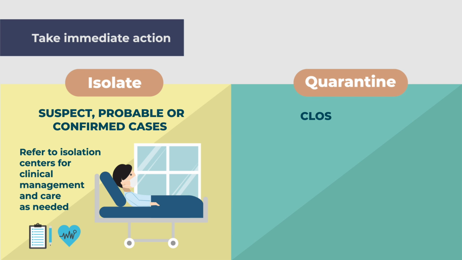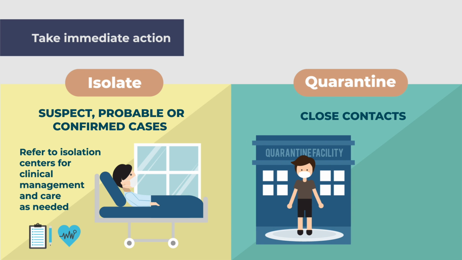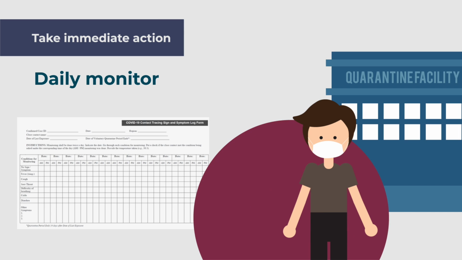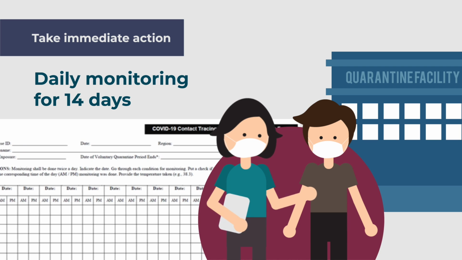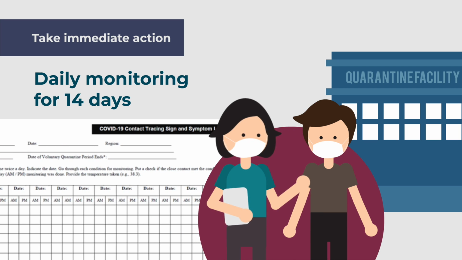We quarantine all close contacts without symptoms, ideally in community quarantine centers. We monitor their health condition and provide management and care as needed. Daily follow-up for 14 days should be conducted with all close contacts to monitor for signs and symptoms.